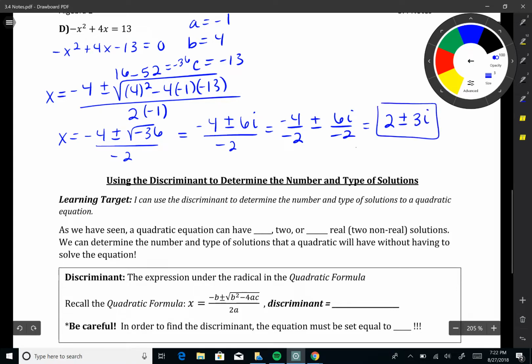So that is 2 non-real solutions because there's an i in it. 2 plus 3i and 2 minus 3i. But you can always write it like that. All right, next video will have the discriminant.